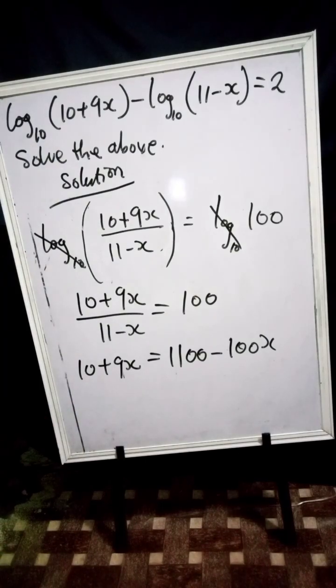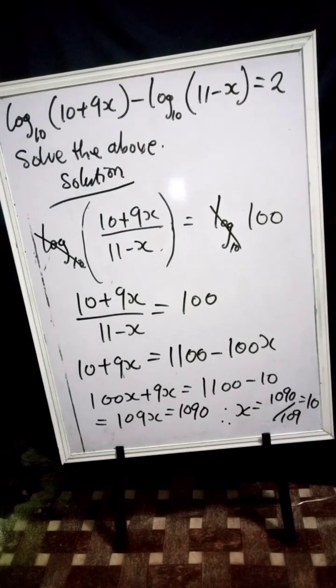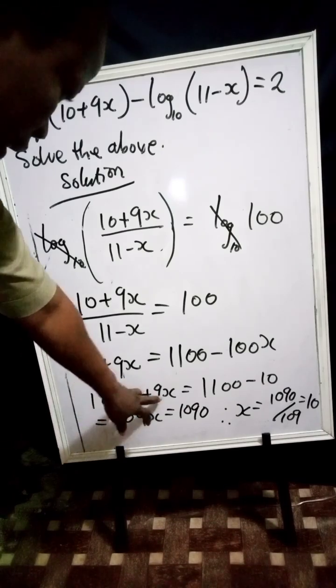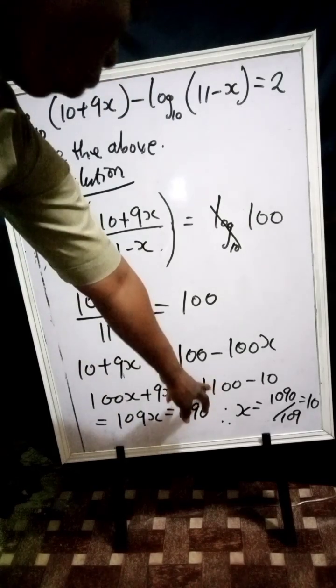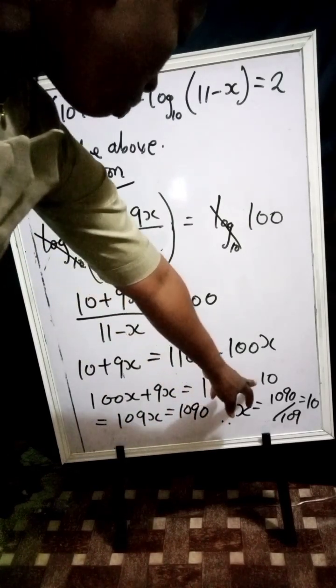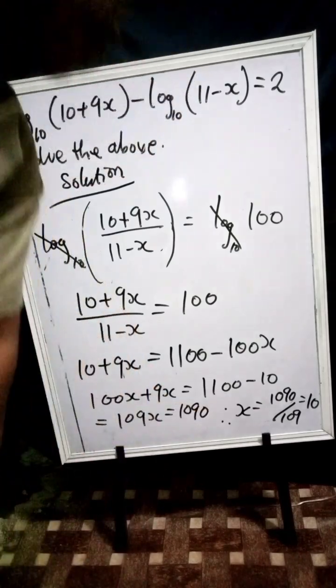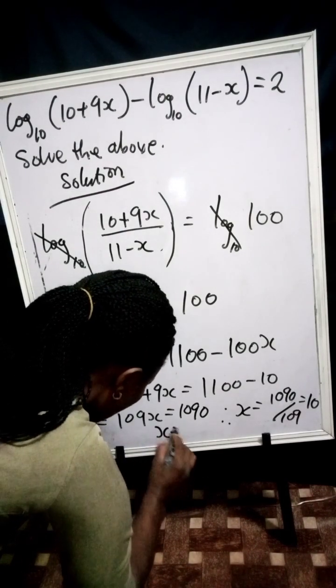So the next, you collect like terms. After collection of like terms, we have that 100x plus 9x will give us 109x, while 1100 minus 10 will give us 1090. 1090 divided by 109 will give us 10. So it means that x is equal to 10.